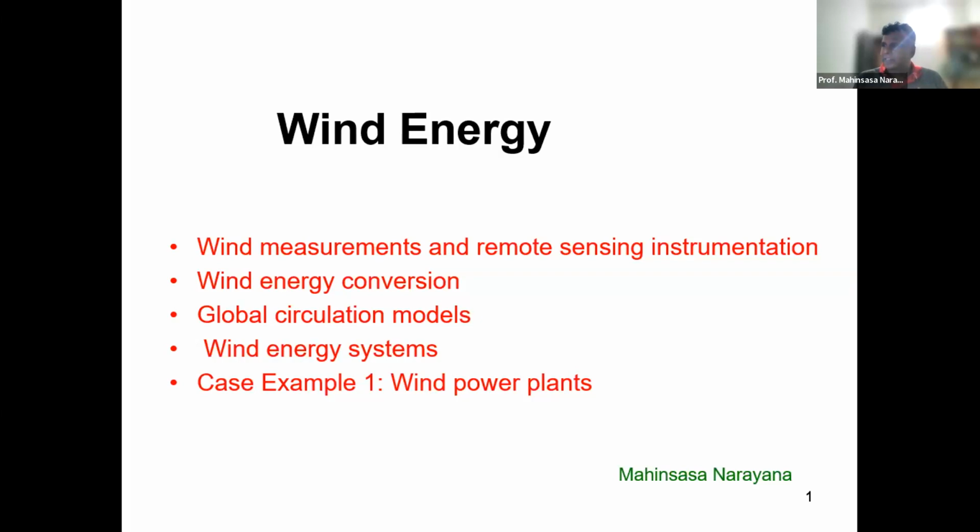In today's session, we are going to learn about wind energy. This wind energy module covers the following topics. I hope you saw that I already uploaded the module. It covers wind measurements and sensing with some instrumentation, wind energy conversion, global circulation models, and wind energy systems. Then one case study related to the Sri Lankan situation we can also discuss.